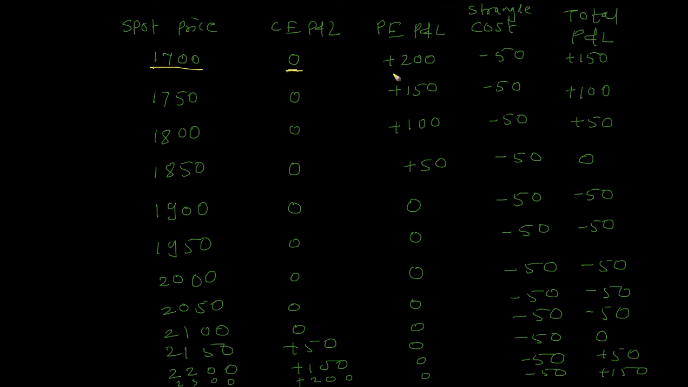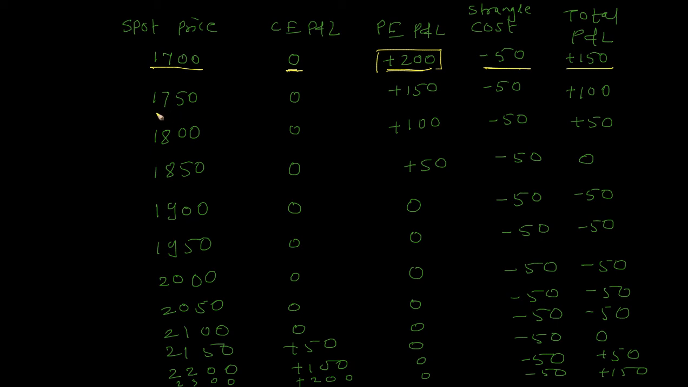So what will be the put option? We have bought a put option of 1900 and the market is trading 200 points below 1900. So the put option will give me 200 rupees profit, right? The call option value is 0, the put option is giving me 200, and the cost of this strangle was 50 rupees, so that is minus 50 because I have already paid it. So my total PNL is 200 minus 50, that is 150.